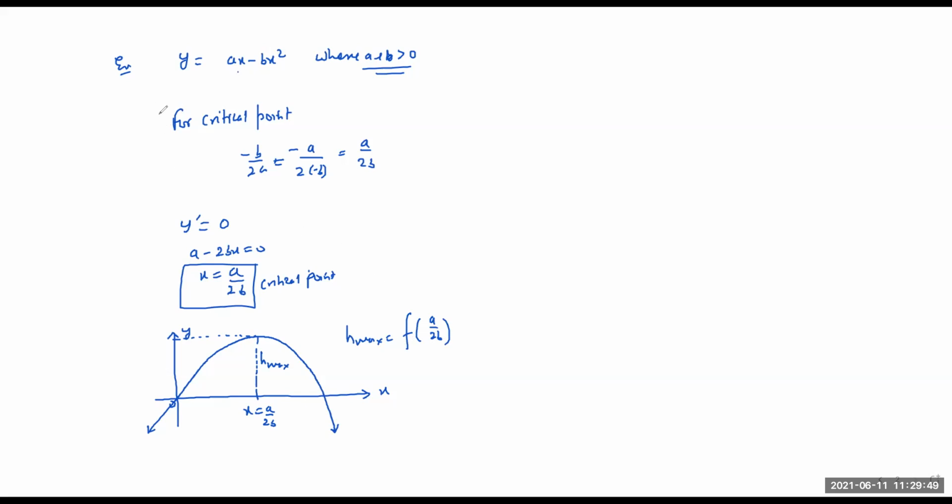What is fx here? fx is ax minus bx square. So can you find the f of a by 2b? You can find a by 2b minus b times a by 2b whole square. Can you write like this? So a square by 2b minus a square by 4b. And if you subtract, you get a square by 4b. So this is called the maximum value.